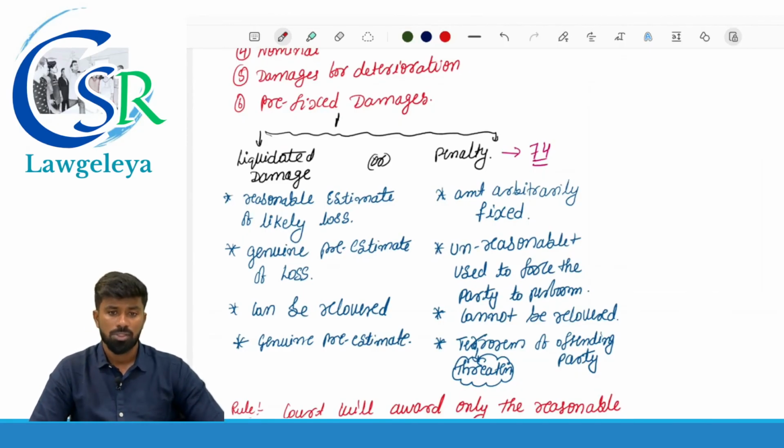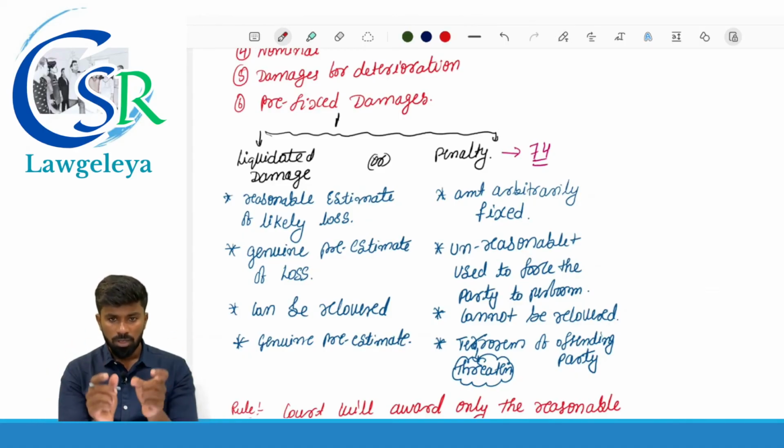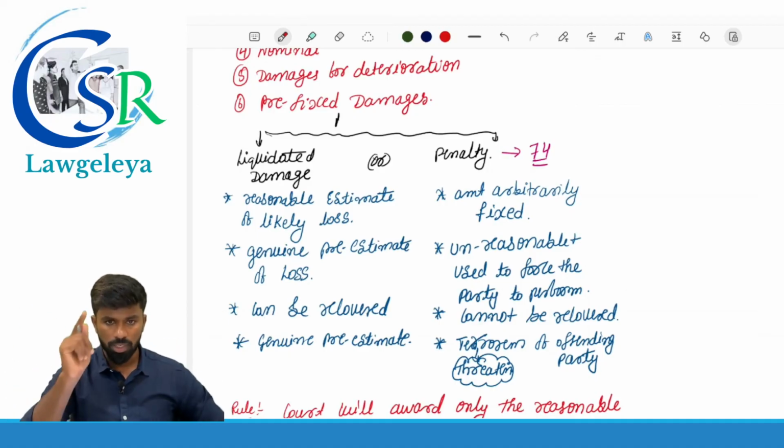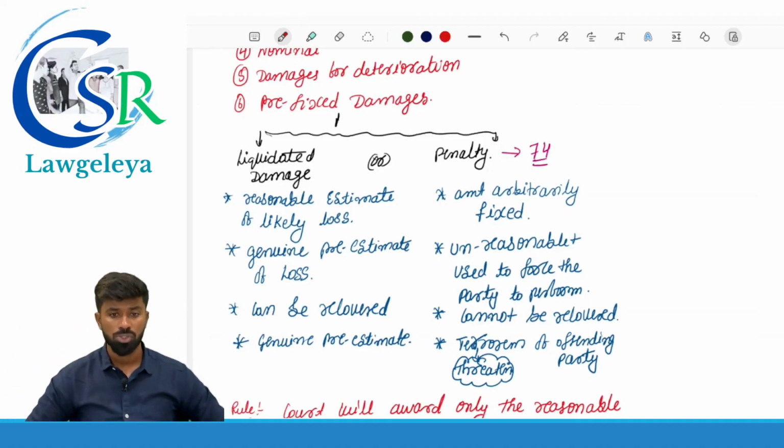What is liquidated damages, sir? The reasonable estimate of likely loss. If the parties have agreed in the contract the reasonable estimate of likely loss from the breach of contract, it is called as what? Liquidated damages. It is a genuine pre-estimate of the loss and it can be recovered in the court of law.